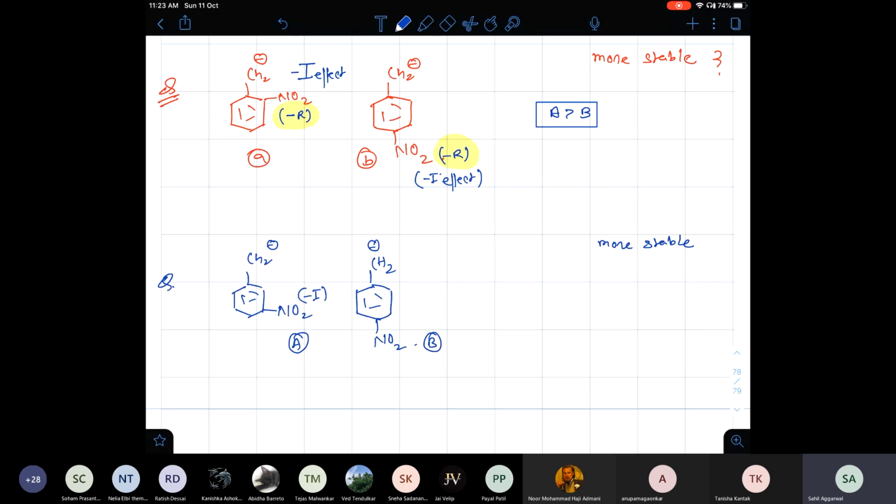At the meta position, we can have only minus I effect. This one will show minus R effect. From ortho and para we can have minus R effect, and we know resonance dominates over inductive effect. So B is greater than A. Understood?